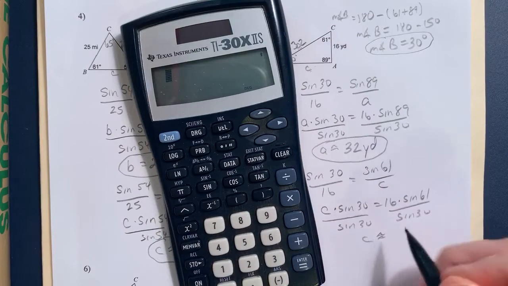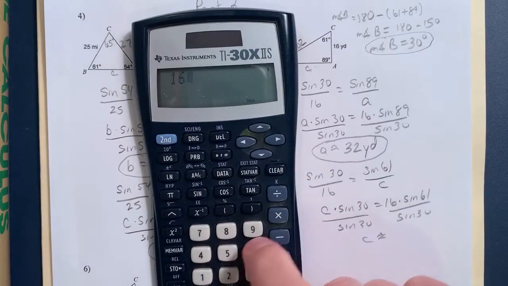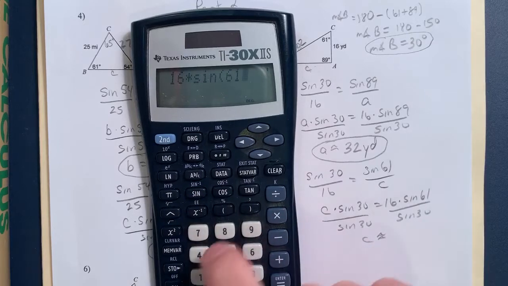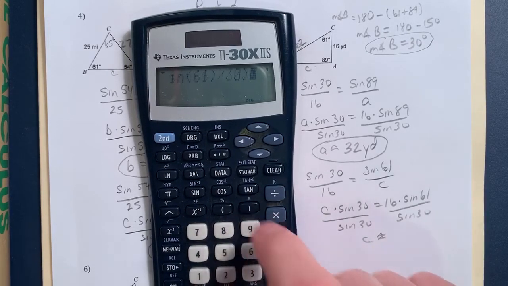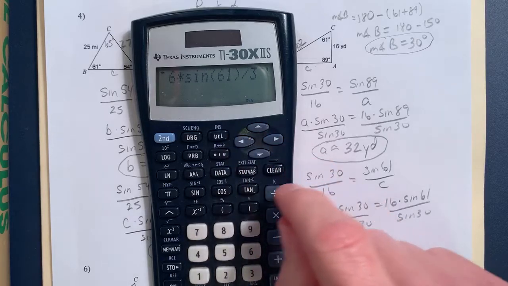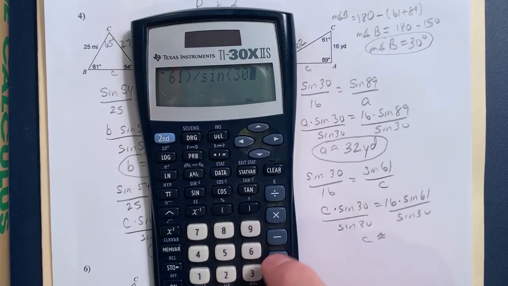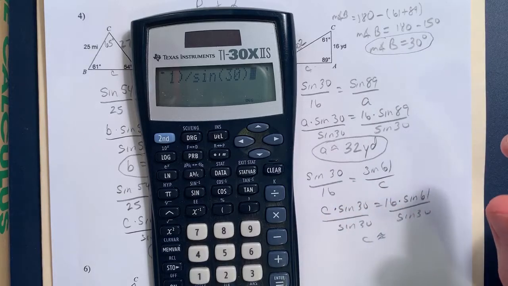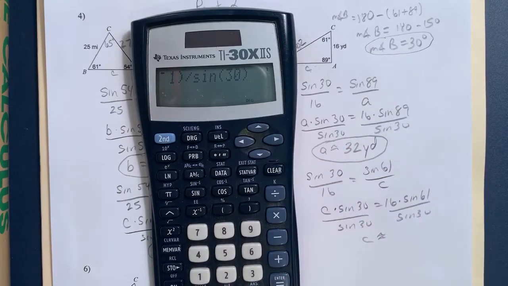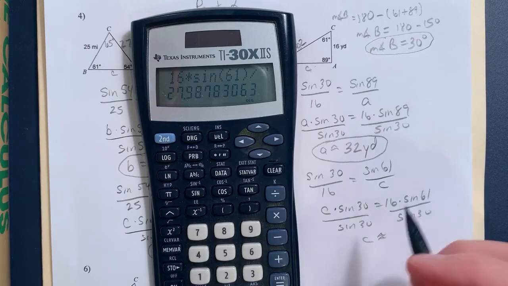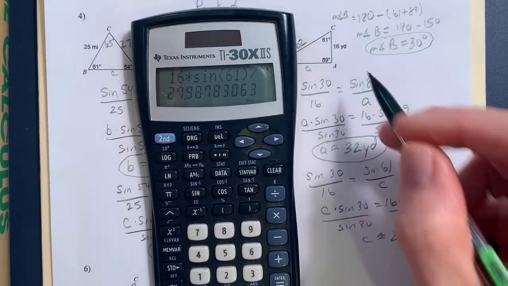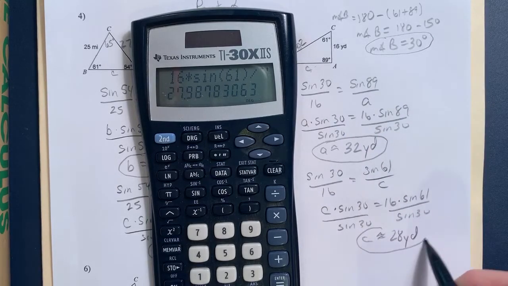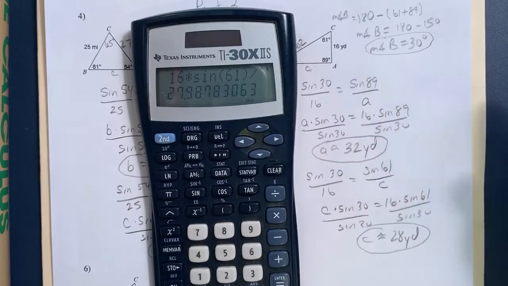And this is going to be an approximate value. So 16 times sine of 61, in parentheses, divided by sine of 30, in parentheses. Hopefully I did that right. Let's find out. That gives me right at 28, and these are yards still. We're good to go.